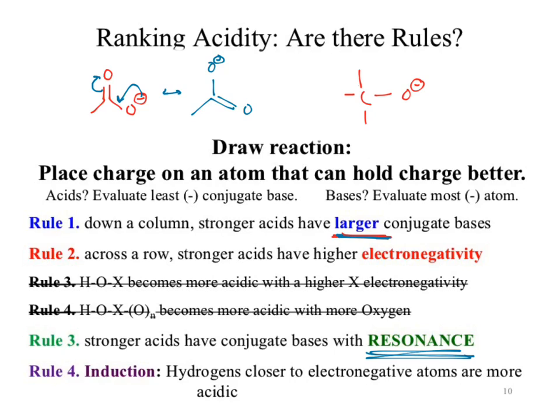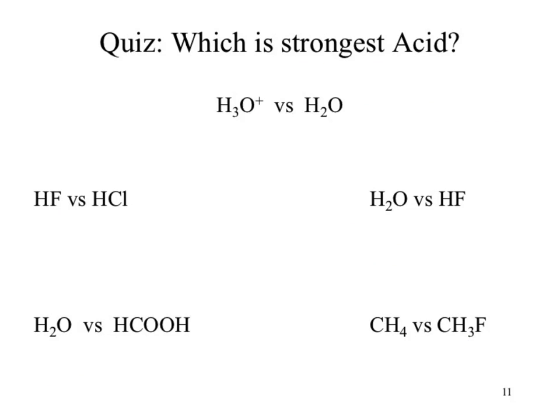But we balance. So if we go through and take a look at these, which is the strongest acid? When we're looking at acid strength, we're concerned about the conjugate base. So remove the hydrogen and see what you get. Let's start with the top one. I remove the hydrogen from H3O+. What do I get? H2O. I remove the hydrogen from H2O. What do I get?